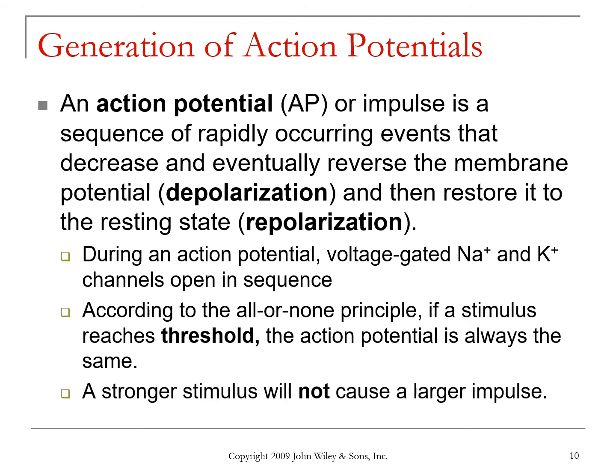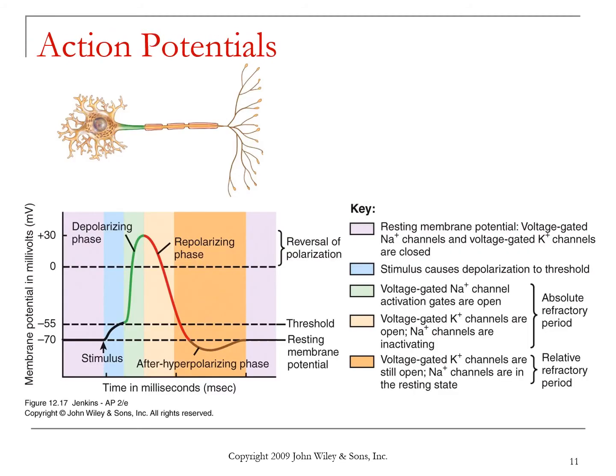So a stronger stimulus would not cause a larger impulse. Here we have a graph that depicts what is occurring during the various phases of an action potential, which again occurs along the axon. On the left of the graph, we have a resting neuron at minus 70 millivolts. It experiences some stimulus, for example, the opening of a ligand-gated channel that allows sodium to flow into the cell.